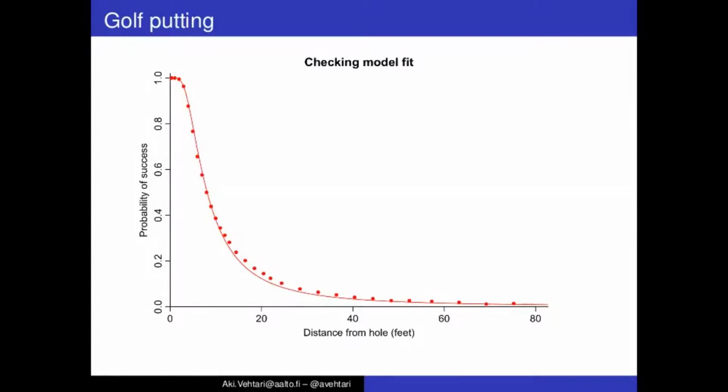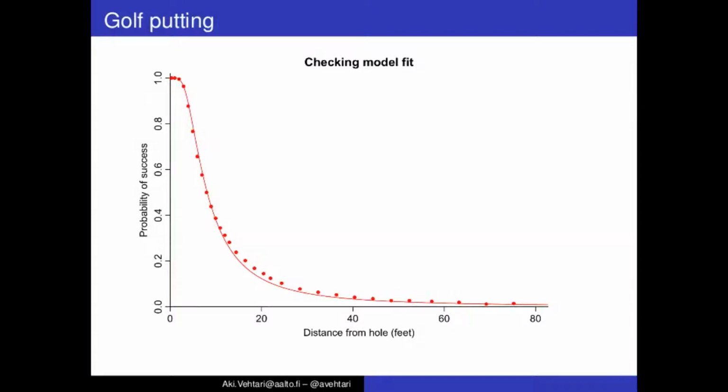And when thinking about why there's this error, it turns out that these first few observations at very short distance have tens of thousands and more than 100,000 putts with probabilities very close to 1, and it happens then that this binomial model is putting very strong influence in the likelihood on those.